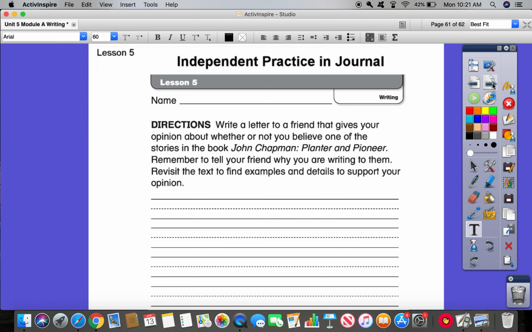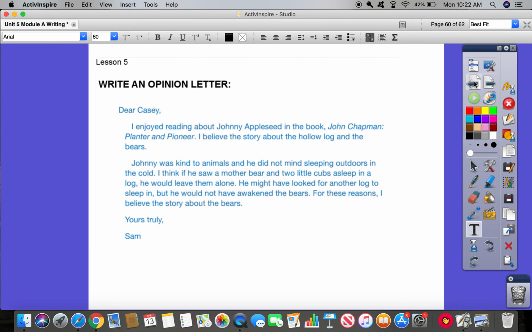So now in your writing journal, you're going to write a letter to a friend that gives your opinion about whether or not you believe one of the stories in the book John Chapman, Planter and Pioneer. Okay, remember to tell your friend why you are writing to them. Revisit the text to find examples and details to support your opinion. So you're going to complete this again in your writing journal in Google Docs. You may look at this page if you need help with writing a letter in the format. I'm also here if you have questions.